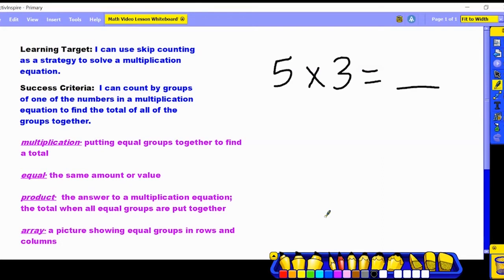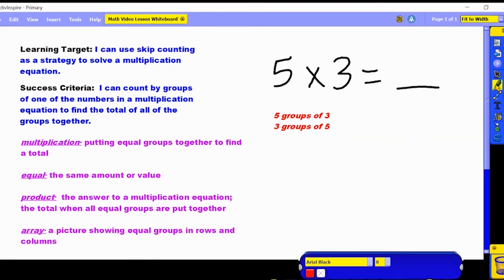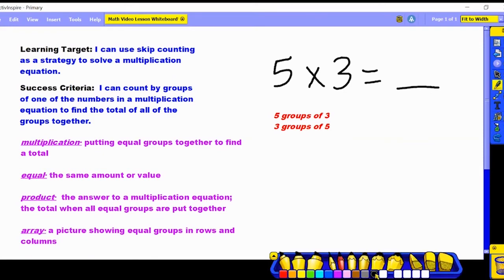And this time we're going to solve a new equation. So this time we're thinking about 5 times 3. And just to remind you how we start when we think about multiplication, if we have 5 times 3, that means we're thinking about 5 groups of 3 or 3 groups of 5. We can think about what that would look like if we drew a picture. So let's go ahead and draw that real quick.